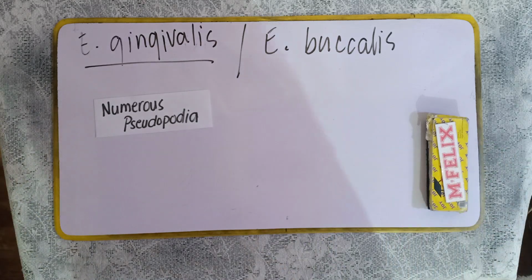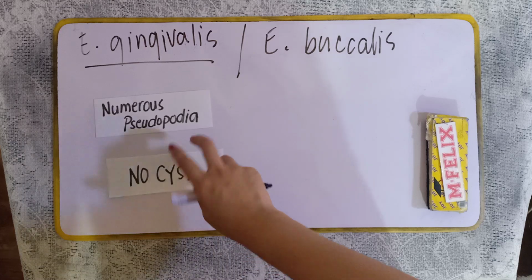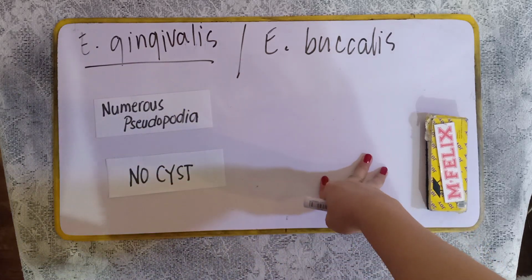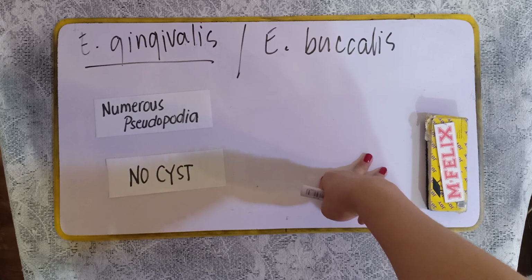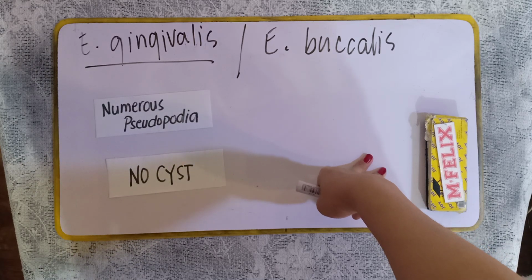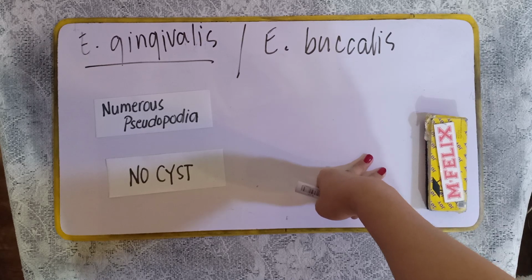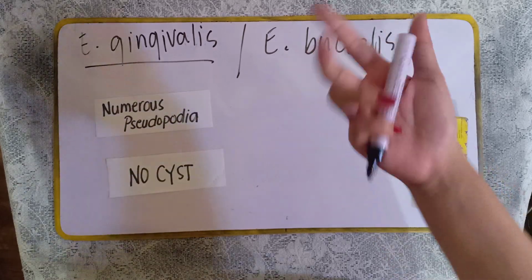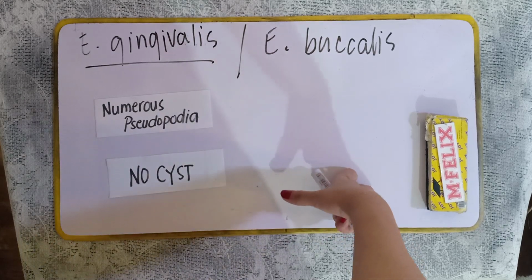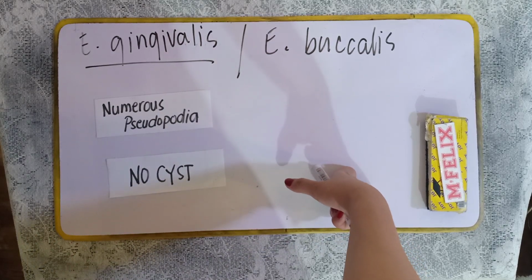Now, again, Entamoeba gingivalis doesn't have a cyst stage. It only exists in trophozoite form, and it does not undergo encystation. Now, for the mode of transmission, it can be acquired through direct transmission, like kissing. Makukuha mo siya through kissing, droplet spray, and even sharing of utensils.